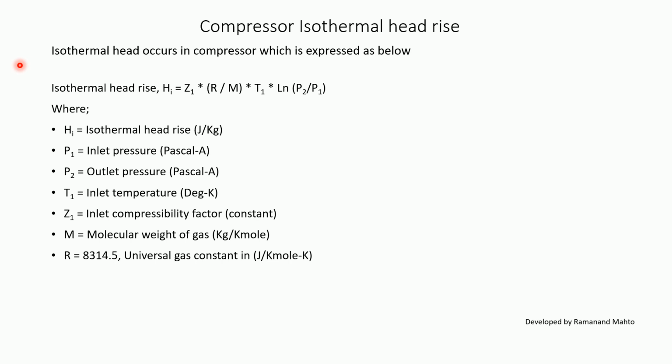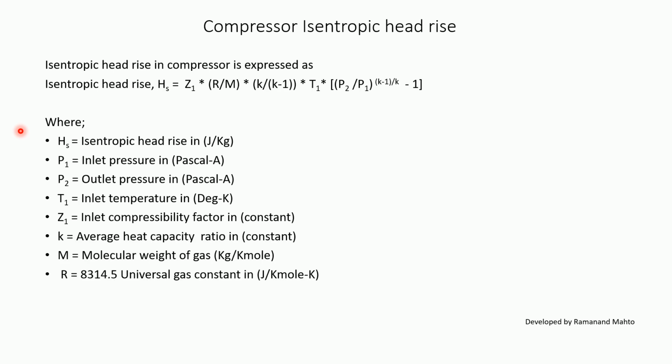Isothermal head. Isothermal head occurs in a compressor, which is expressed as below. HI is equal to Z1 into R upon M into T1 into log P2 by P1, where HI is the isothermal head, P1, P2 are inlet and outlet pressure, T1 is inlet temperature, Z1 is inlet compressibility factor, M is molecular weight, and R is universal gas constant.